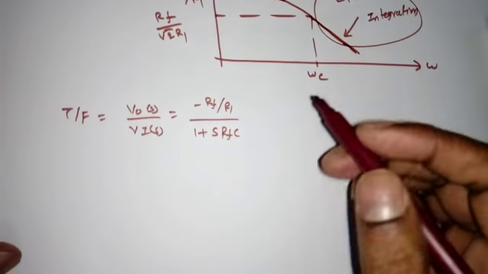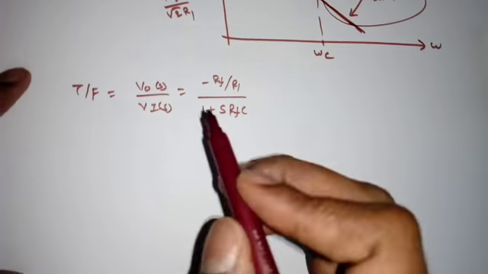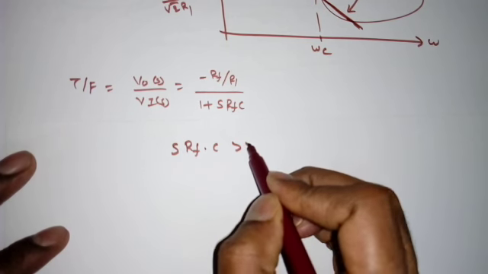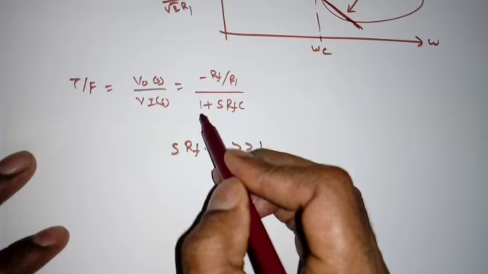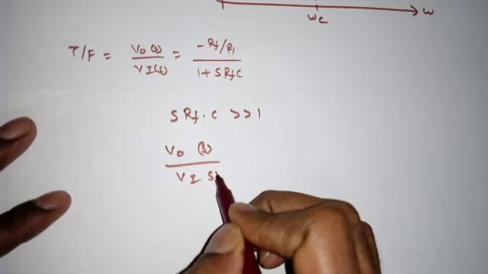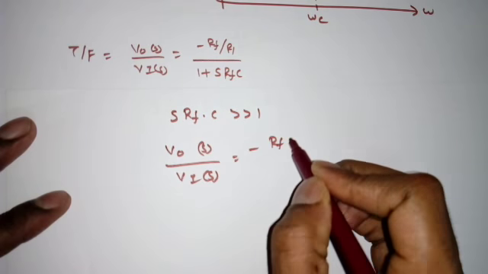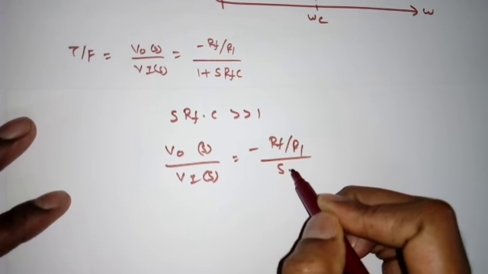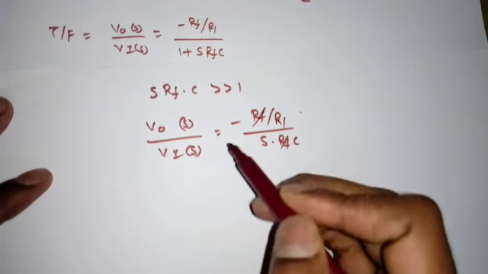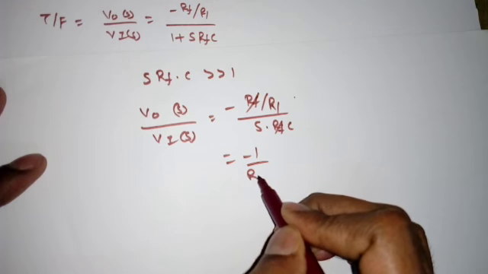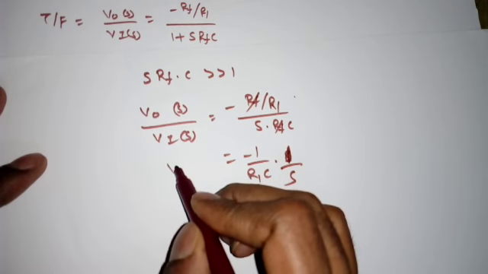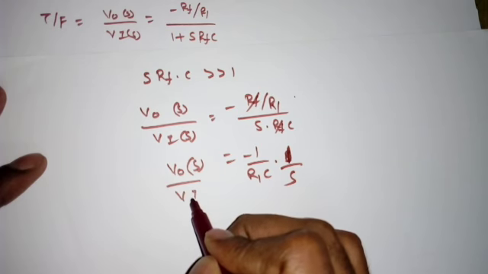So how can we say that? This is the transfer function. Suppose we assume S into RF into C is very much greater than 1, so that we can neglect this 1. Then V0 of S by Vi of S will be minus RF by R1 by S into RF into C. See, RF cancels, this will become minus 1 by R1 into C into 1 by S, which is V0 of S by Vi of S.